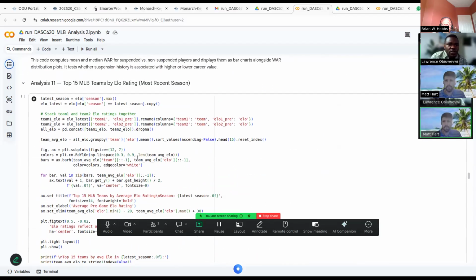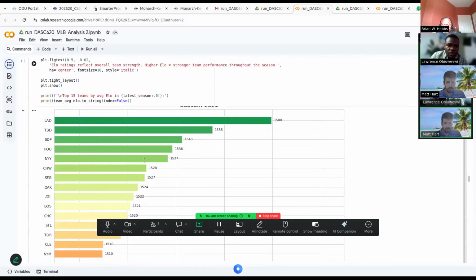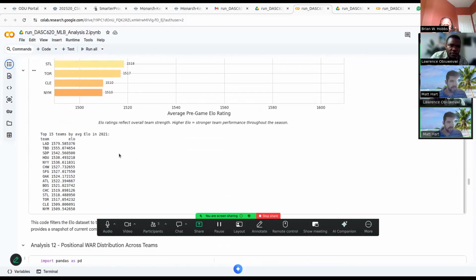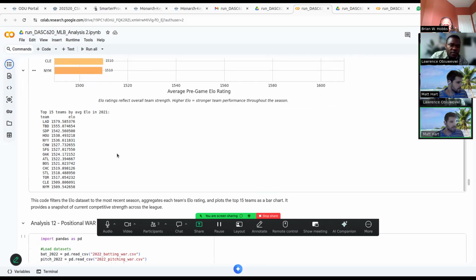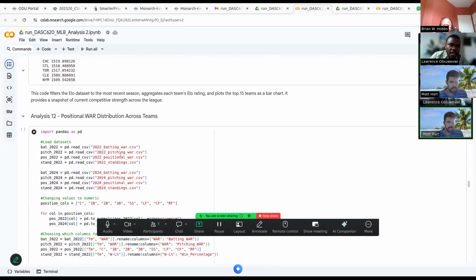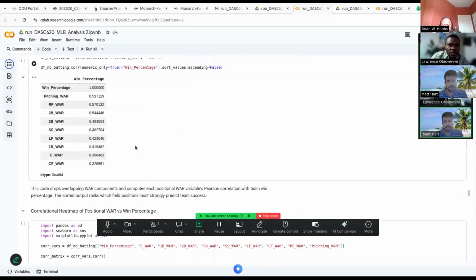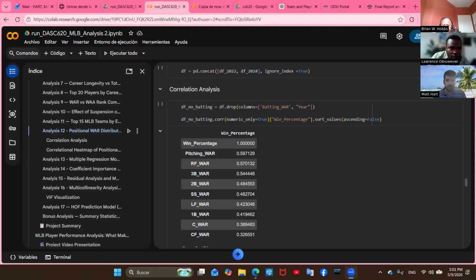Analysis 11, we looked at the top teams in terms of performance throughout the seasons. LAD performed the most, TBD performed less, and SDP performed. Those are the top 15 performing teams. And analysis 12, we did the positional WAR distribution across the teams. I think that is it for my end.